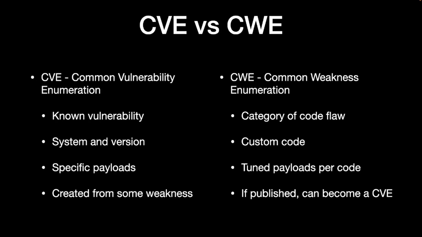It's not necessarily in a certain version, and it could look different. There could be different payloads. There could be different ways to actually exploit this because it's in this custom code. But if it is published, then it can become a CVE if it's found by a vulnerability researcher. So those are the difference between these two. A CVE is a known vulnerability. A CWE is just a class. It's a way of approaching a certain flaw within the code.